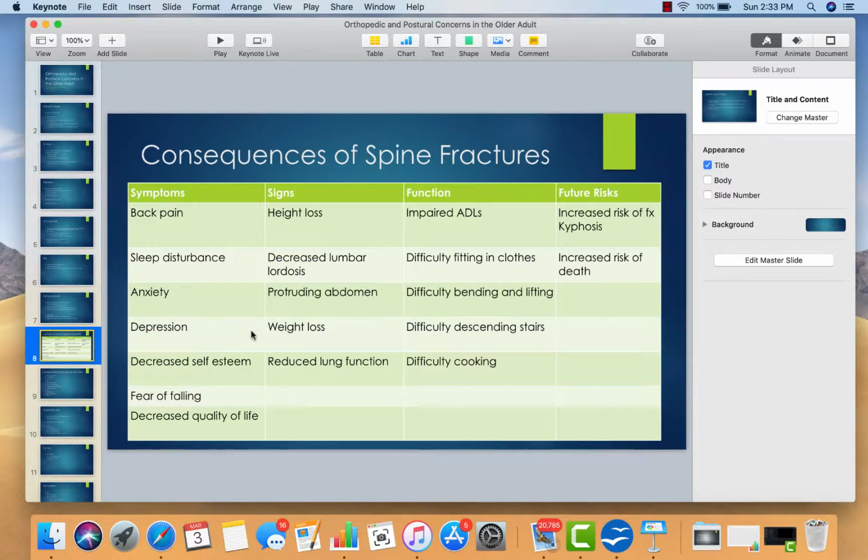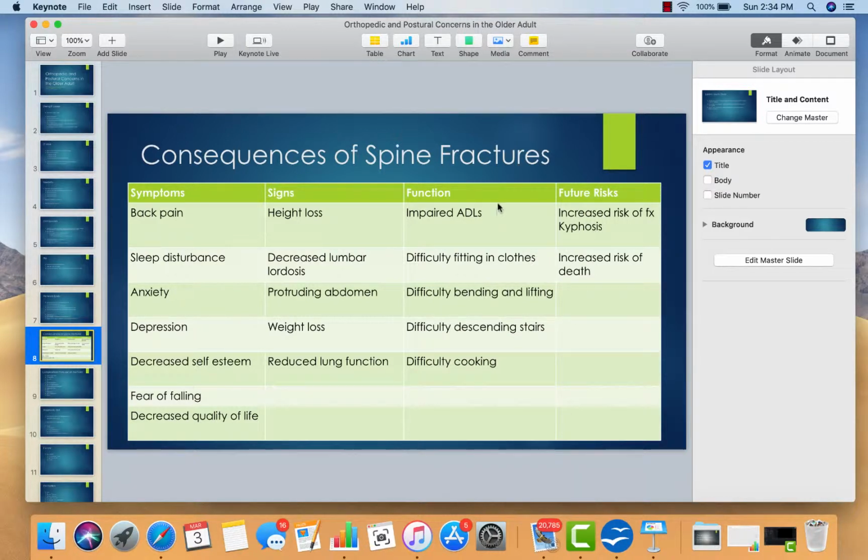So talking about the symptoms too: depression, decreased self-esteem, fear of falling, and decreased quality of life. So signs again: height loss, decreased lumbar lordosis, protruding abdomen, and that's again due to the change of the body from those compression fractures. Weight loss and reduced lung function. So that's due to the compression of that thoracic cavity, changes in the thoracic cavity.